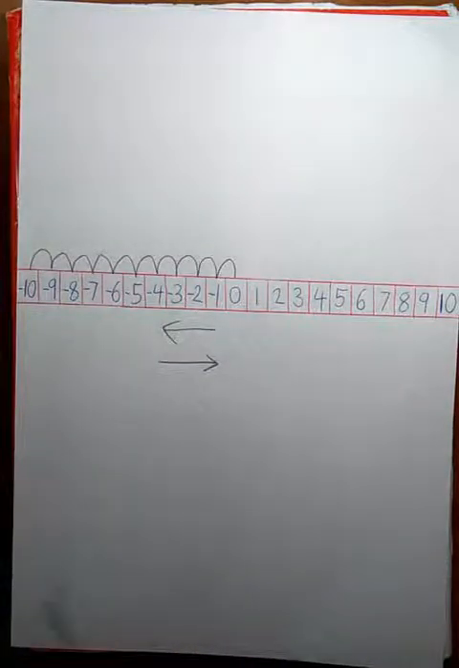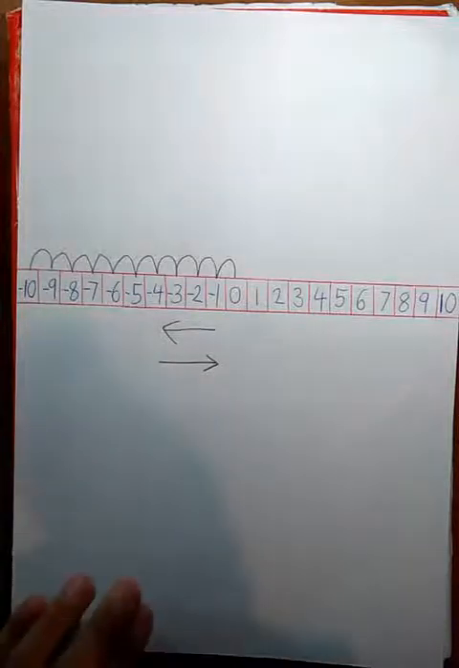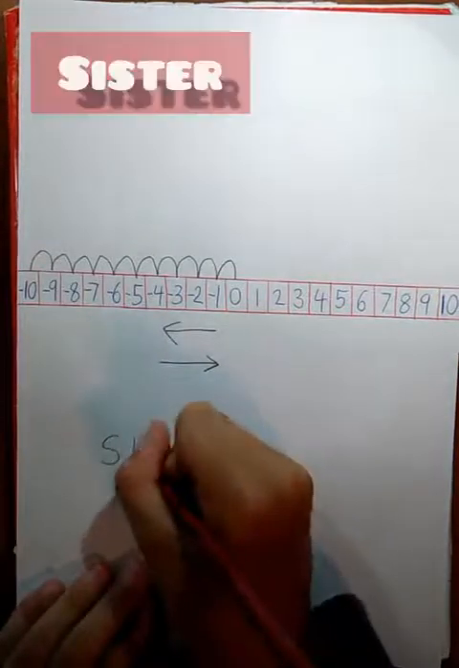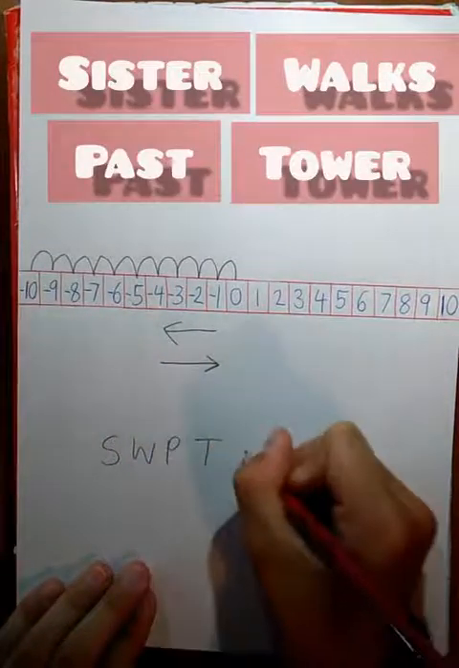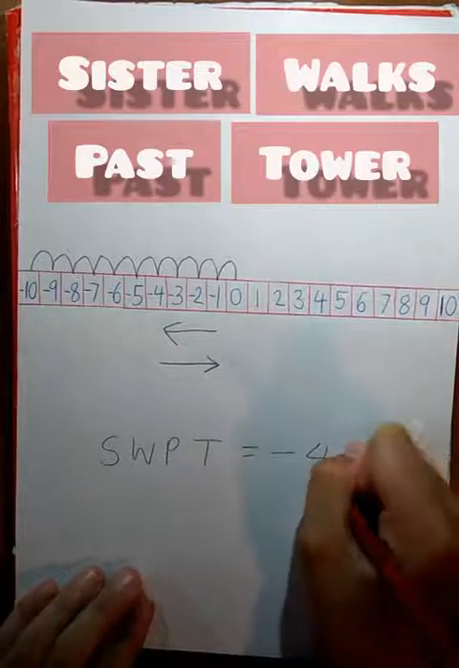Another way of looking at it is that every time my little sister walks past my tower, she will take away at least a few pieces of Lego. So the formula could be SWPT equals -4.